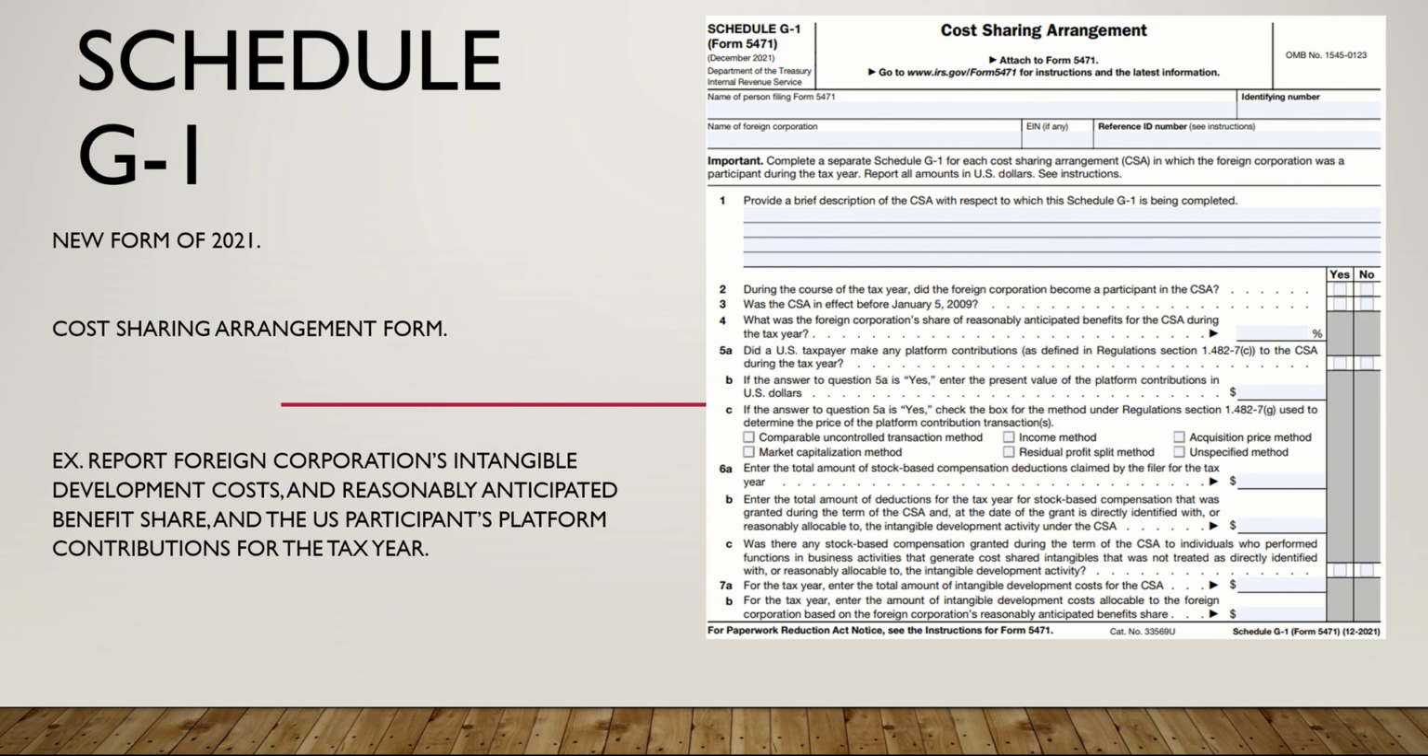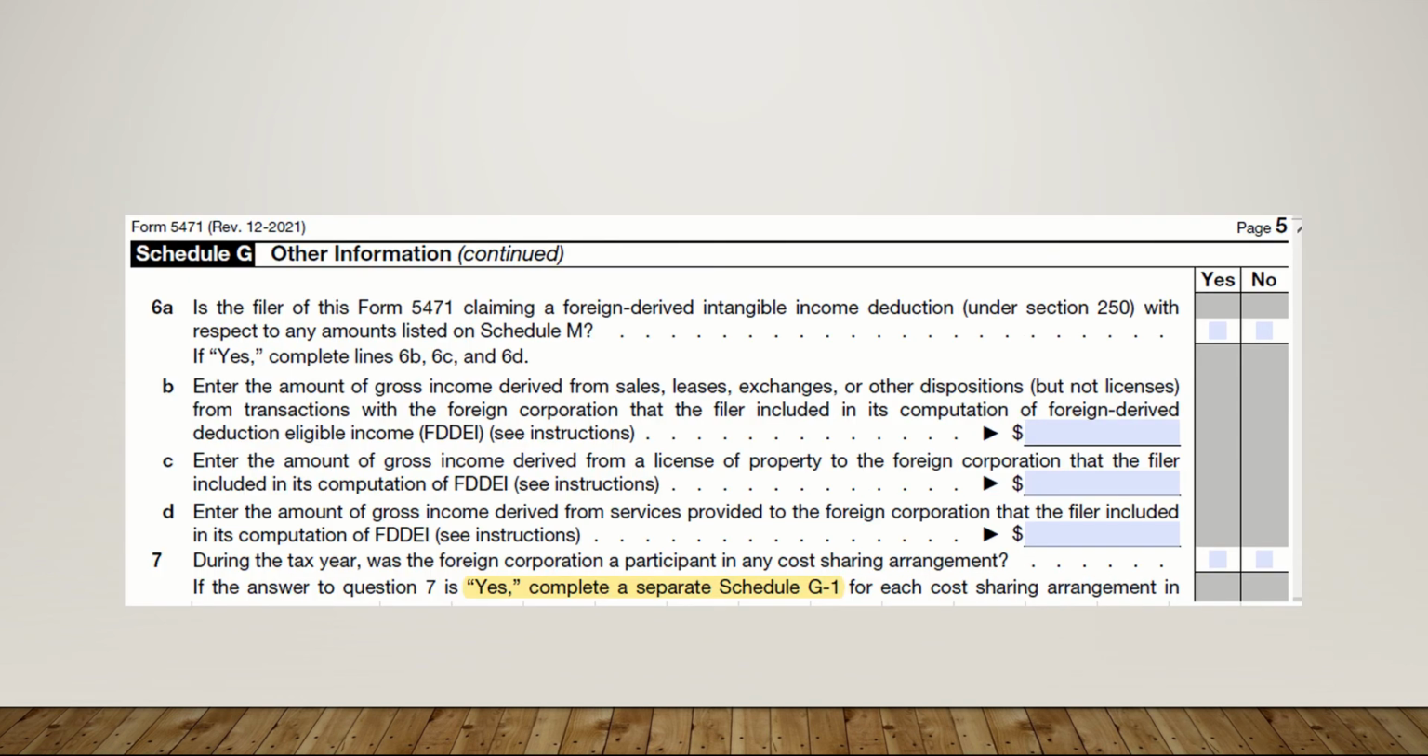For example, the schedule is used to report a foreign corporation's intangible development cost and reasonably anticipated benefit share and U.S. anticipated platform contributions for the tax year. Only those who answered yes to Form 5471 Schedule G Question 7 are required to complete Schedule G-1.